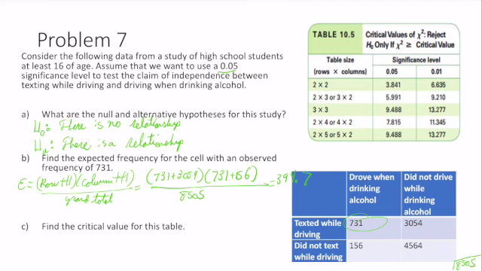The last thing this problem asks us is what's the critical value for this table. So because I have a 2 by 2 table and I want to look at a 0.05 significance level, my critical value is 3.841.